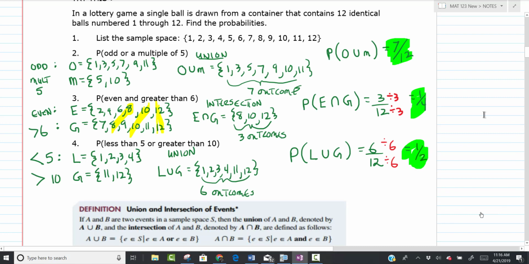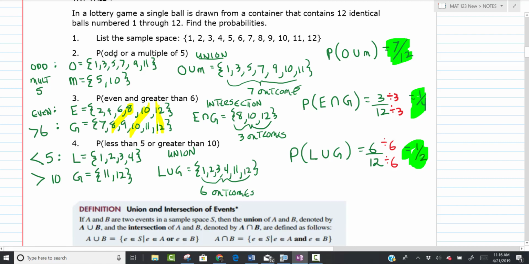Okay, moment of truth. Let's check your answers and see if you got these right. So these are the answers. The first, number 2, I got 7/12. Number 3, I got 1/4. Number 4, I got 1/2. Okay, now I will go through these, and if you got these okay, you can just skip ahead a little bit in the video if you want to, or you can watch.